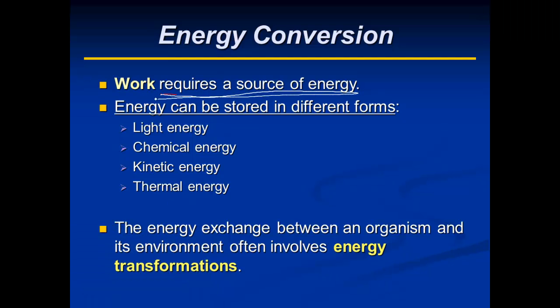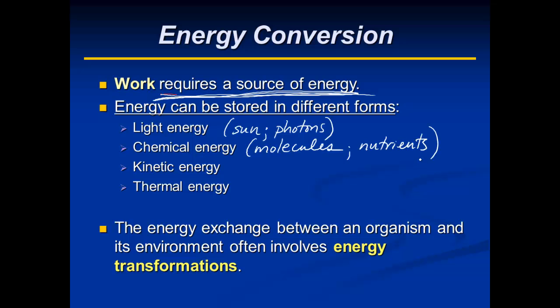So, just briefly, I want to talk about what types of energy are available. We can talk about light energy. So organisms that are photosynthetic can use this type of energy, sunlight or photons. There's energy associated with that. Chemical energy is in reference to molecules, groups of atoms stuck together, or we could say nutrients. These molecules contain chemical energy, and the more atoms that are stuck together, the bigger the molecule, the more energy is associated with it. Kinetic energy is movement, and thermal energy is heat.